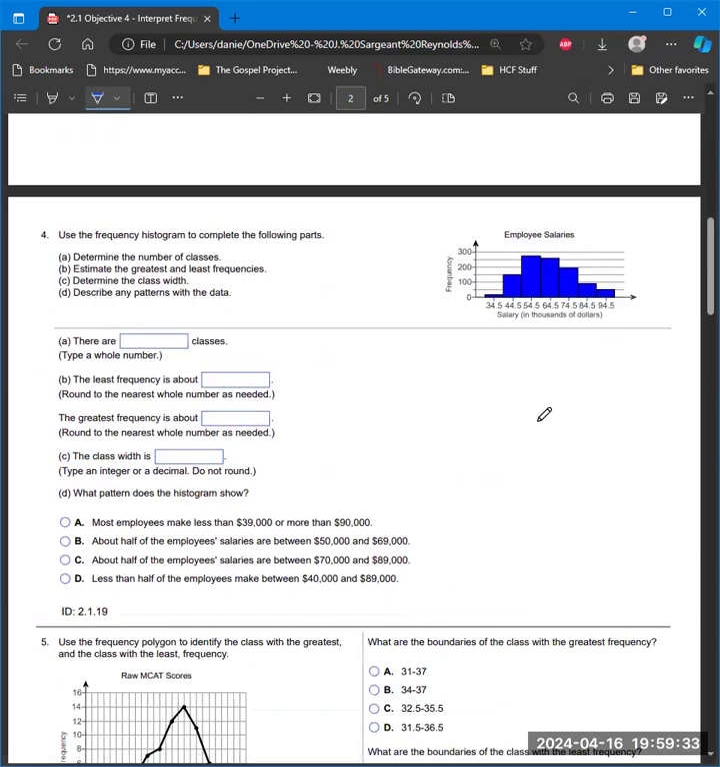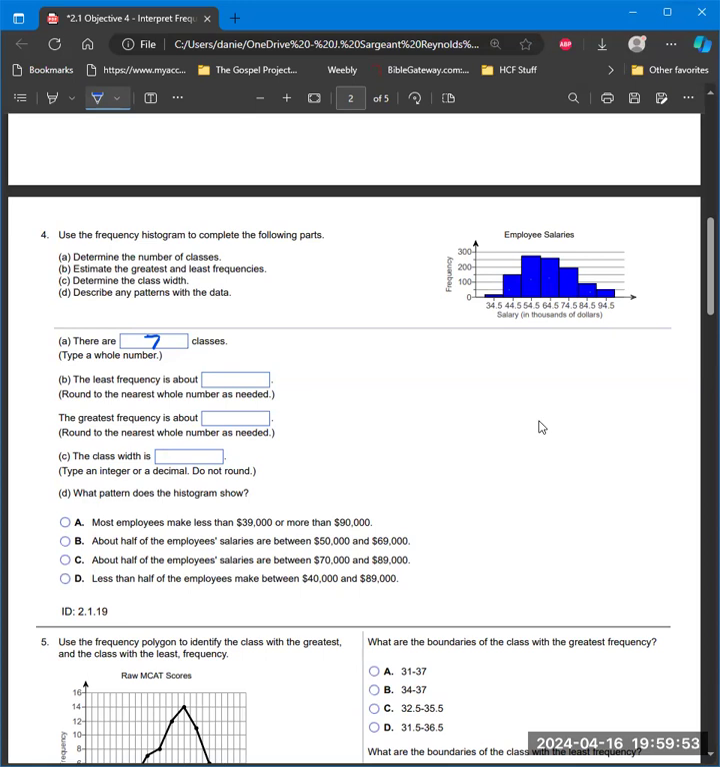So here's a frequency histogram, and we're going to first count how many classes we have. So let's count the number of bars. 1, 2, 3, 4, 5, 6, 7. Notice in a histogram that all the bars touch each other. That's what we were just saying there about the class boundaries.